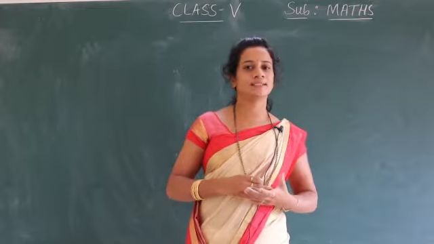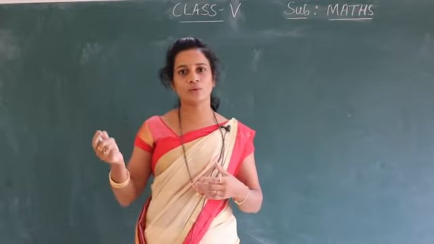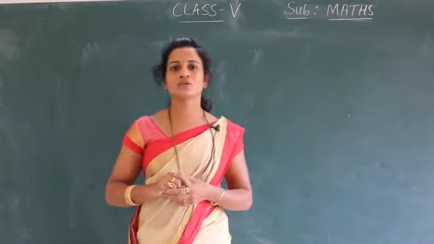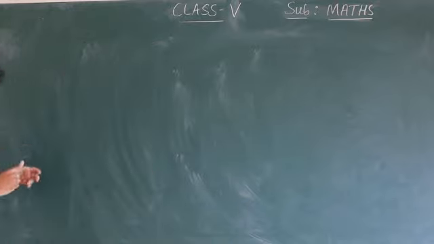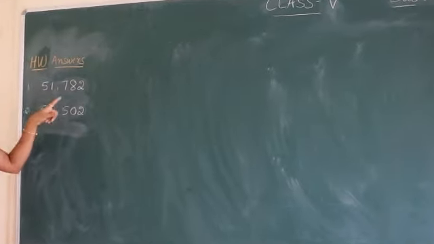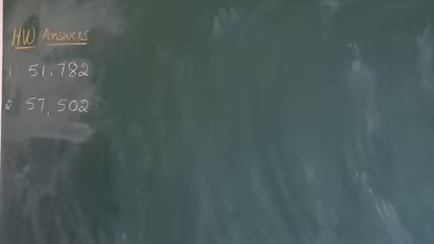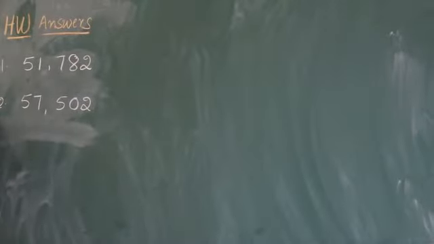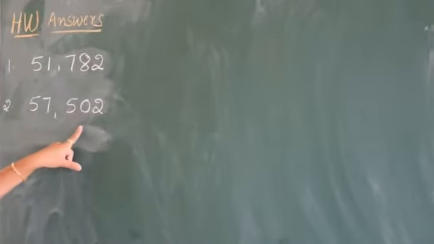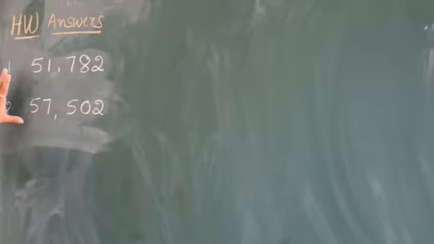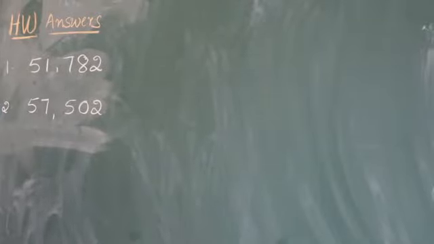So without wasting time, let us find the answers for the previous class homework. The first question answer is 51,782 and the second question answer is 57,502. These are the answers for the homework.